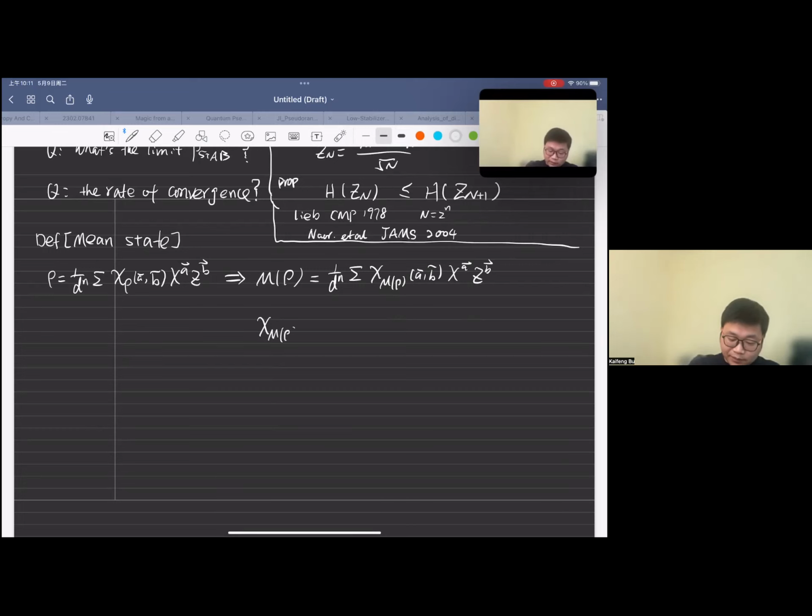How does it depend? The characteristic function of M rho at the point (a, b) is equal to the characteristic function of rho if the absolute value of chi rho at this point is equal to one. Otherwise, we take zero. So M rho is just the mean state of rho.